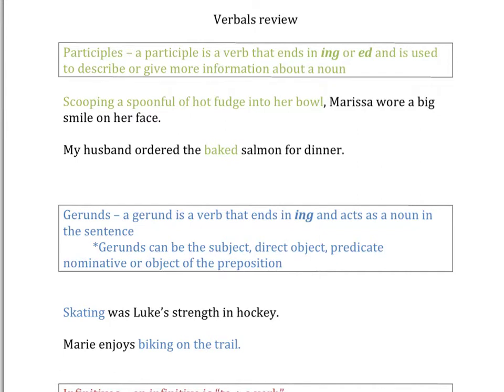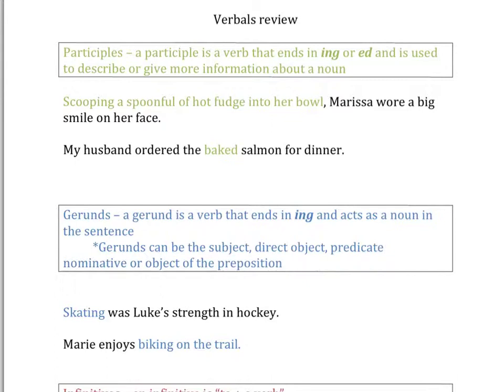Here's a quick reference for the basics you need to know on verbals, which are participles, gerunds, and infinitives. Let's start with participles. A participle is a verb that ends in ing or ed and is used to describe or give more information about a noun. We say that it acts like an adjective because it describes a noun. Let's take a look at the first example.